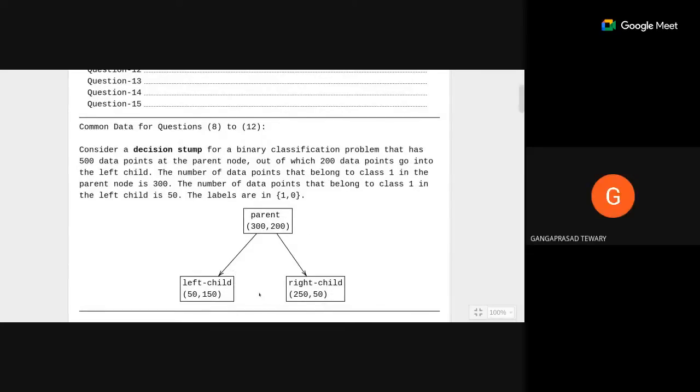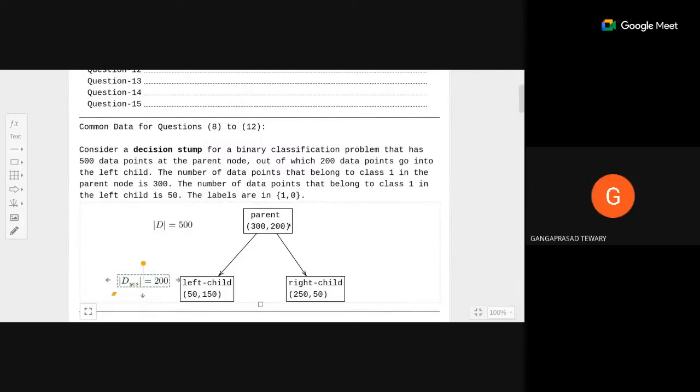You can consider that as DS by D. How many points are going into the left child? 200 data points go into the left child out of 500, so 2/5. But sir, the formula is cardinality of DS by cardinality of D. DS is not just D. D stands for data set, which has positive and negative points. Here, the size of D is 500, and DS is the data set that goes into the left child, which is 200.